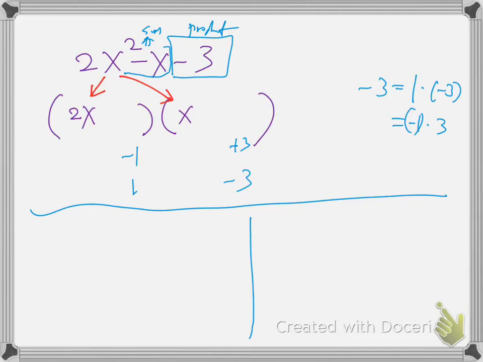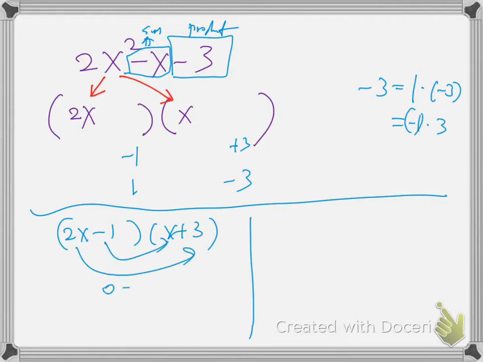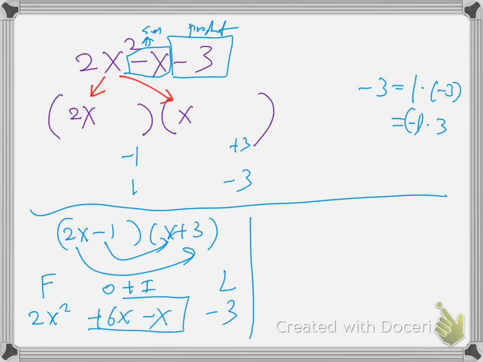We check the sum of the middle two terms. If we get negative x, that's our answer. So we try (2x minus 1) times (x plus 3). The outer product O plus the inner product I gives the middle term. F is 2x squared, L is negative 3. 2x times 3 gives 6x, and negative 1 times x is negative x. So the sum is 5x. It's not negative x, so this is wrong.